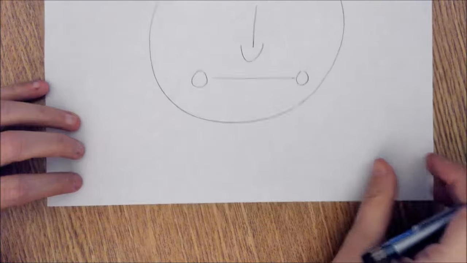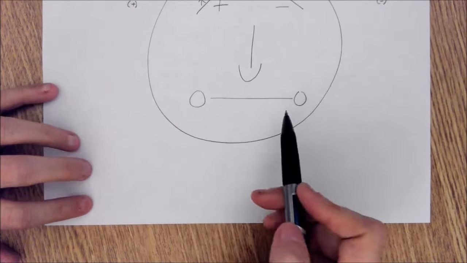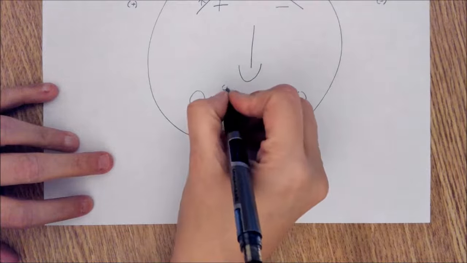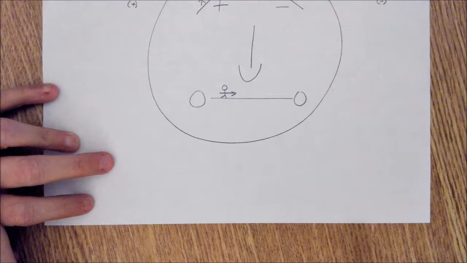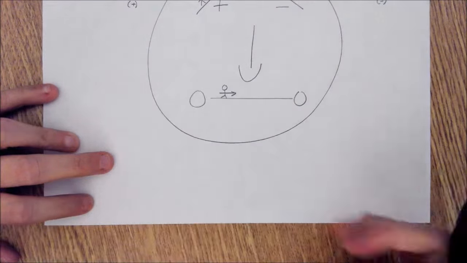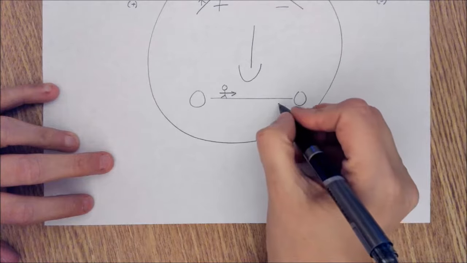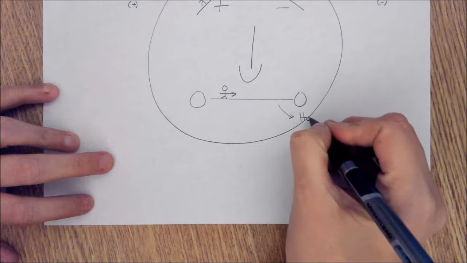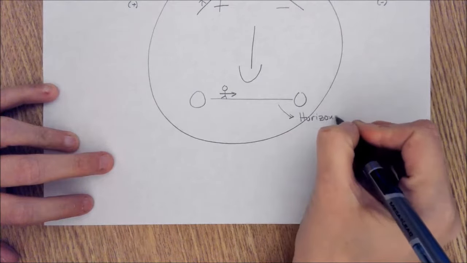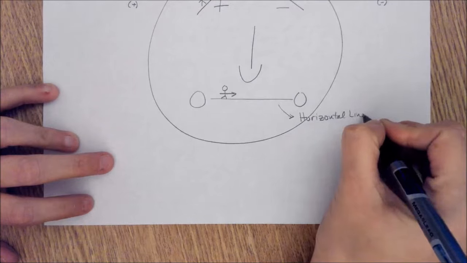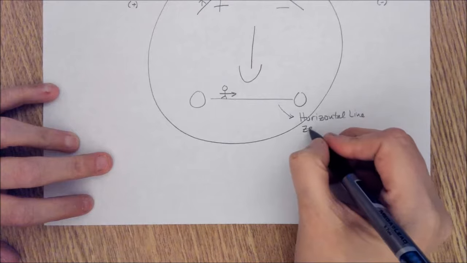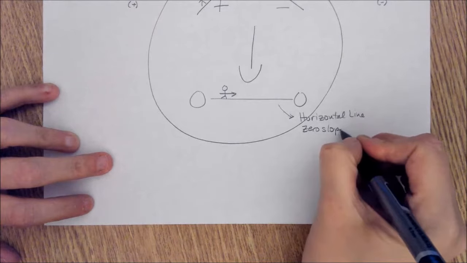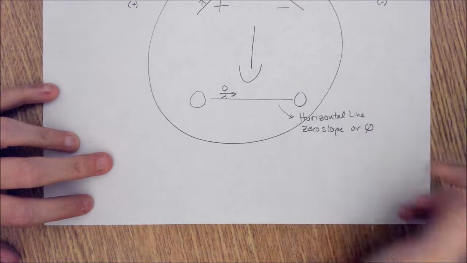All right, so now we're going to move on down to zero slope. Zero slope is the other one that we've done. When we look at our little dude, he's not going uphill or downhill. He's not going up or down. He's just going straight side to side. This is a horizontal line. Okay, we have a horizontal line, and it's got zero slope, or we can write the number 0.